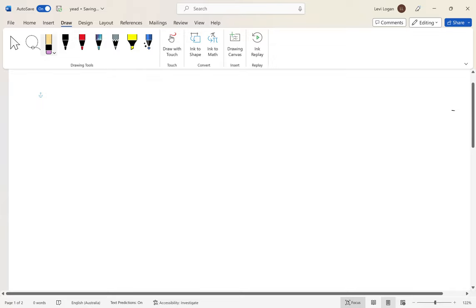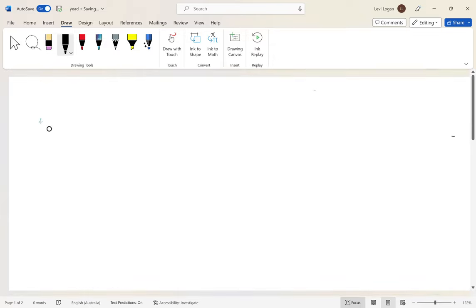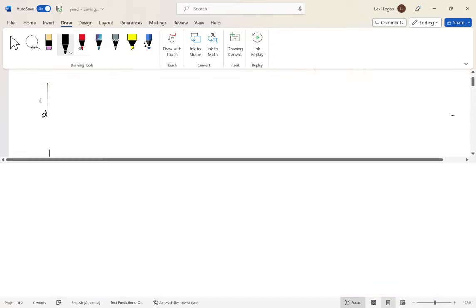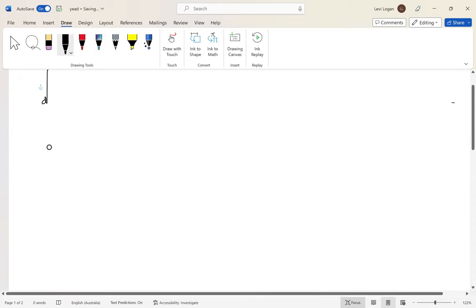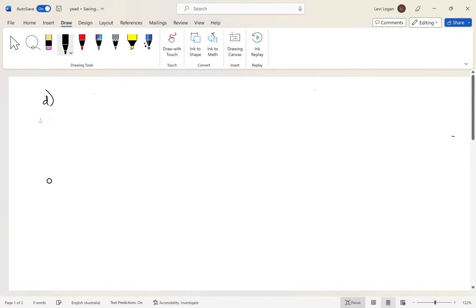Cool. So we just have more space to write. Alright, question 1D. Have a go at this one. The integral of 5 over the square root of 5 minus x squared dx.